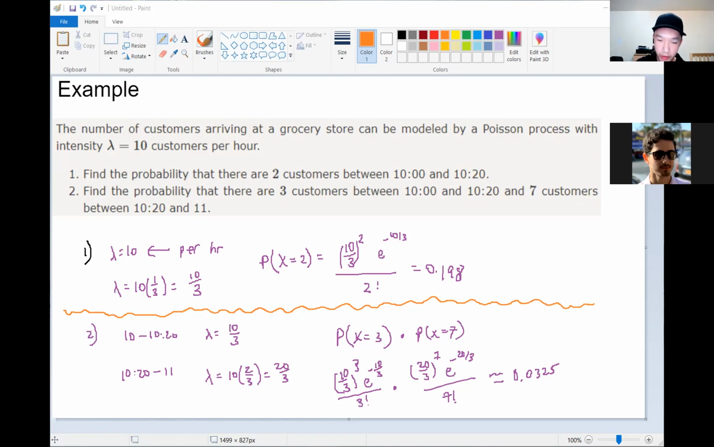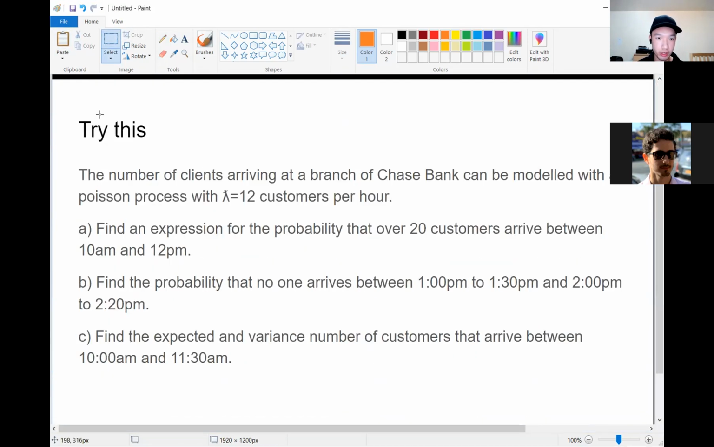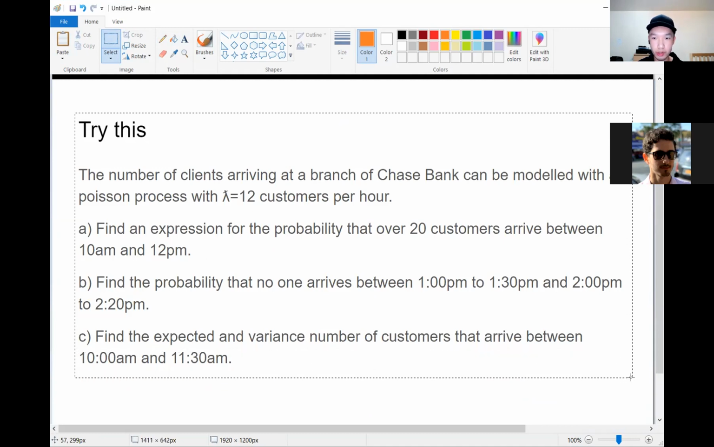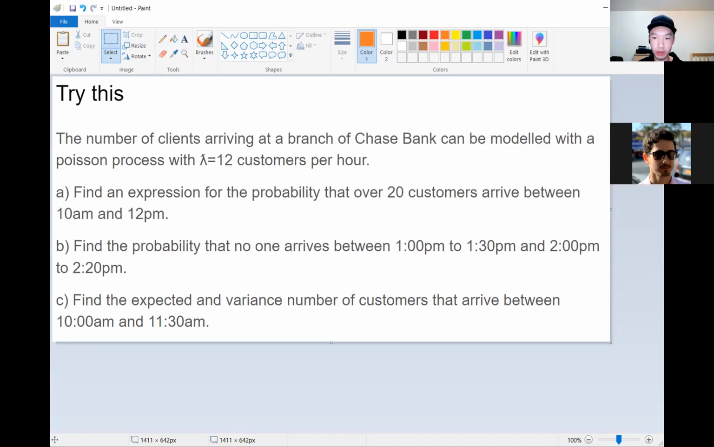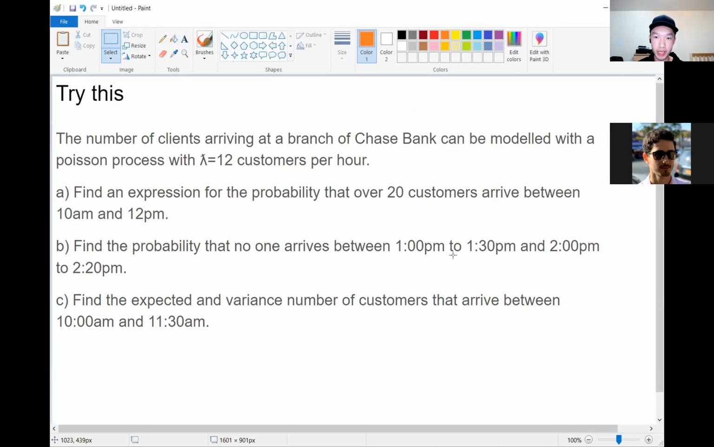Okay, if there are no questions, then you guys should try this one. This is also a very similar question that will test your knowledge of Poisson random variables and the assumptions for the Poisson process. So yeah, try this.